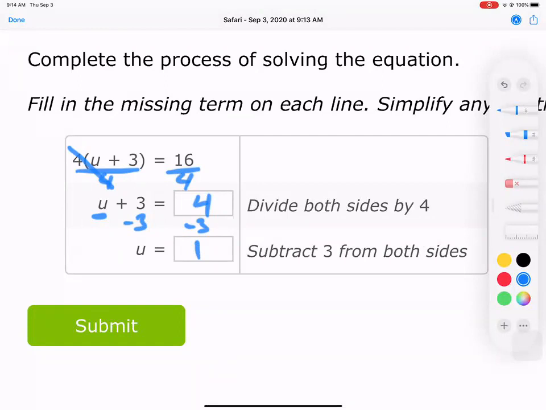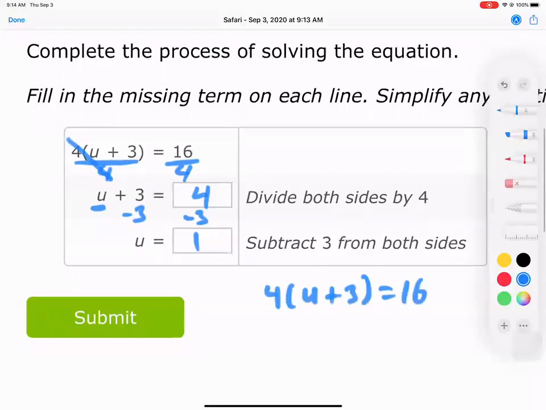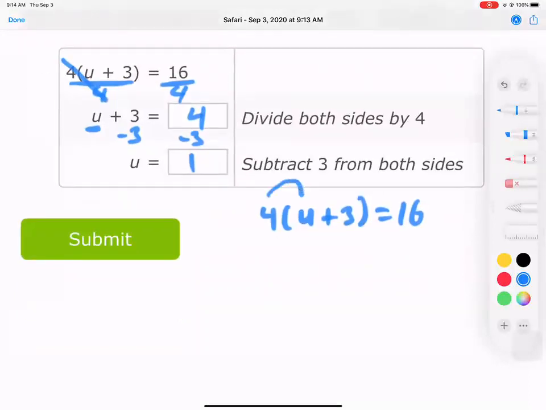So this is pretty much what we've been doing before, nothing new. We're just following the steps that were given. These are steps that we were going to do anyways, right? These are steps that we could have done anyways. We could have done this problem a little differently, and let's see if we get the same answer. If I distribute the 4, that's 4u plus 12.